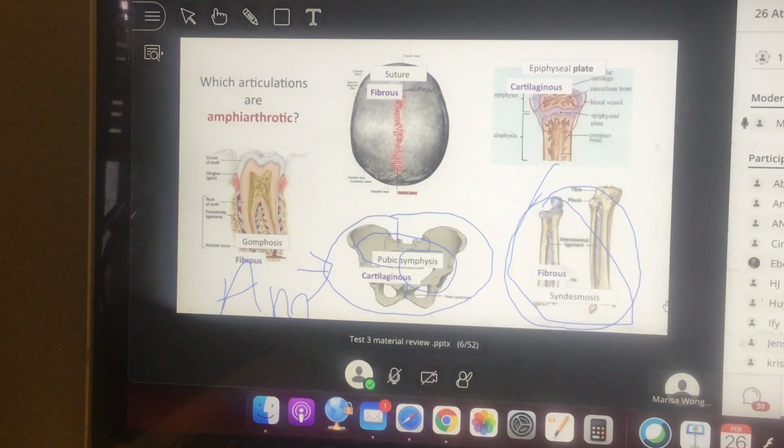HJ asks, ATP comes from calcium? No, ATP and calcium are two separate things. The ATP is needed in that contraction cycle after the calcium.